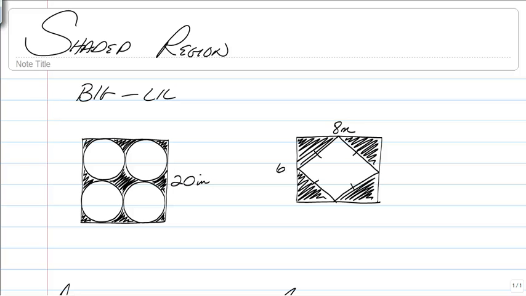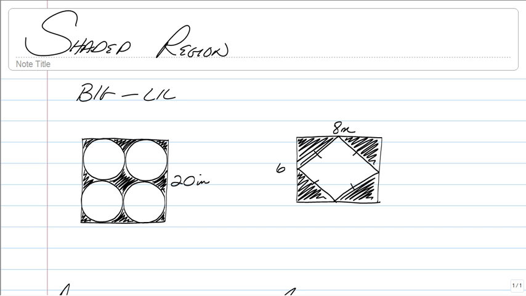All right, everybody, here goes a video on just shaded regions and finding the area of them. Obviously, a prerequisite to knowing how to do this is to be able to find the area of any given figure at any time. So we're going to assume that you know how to do that for this video.